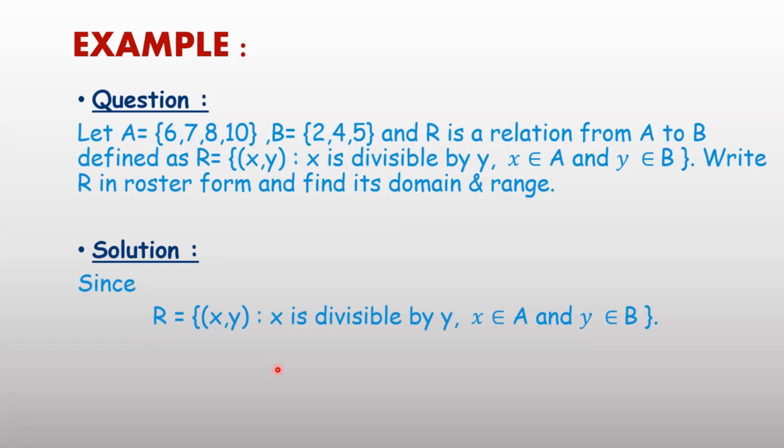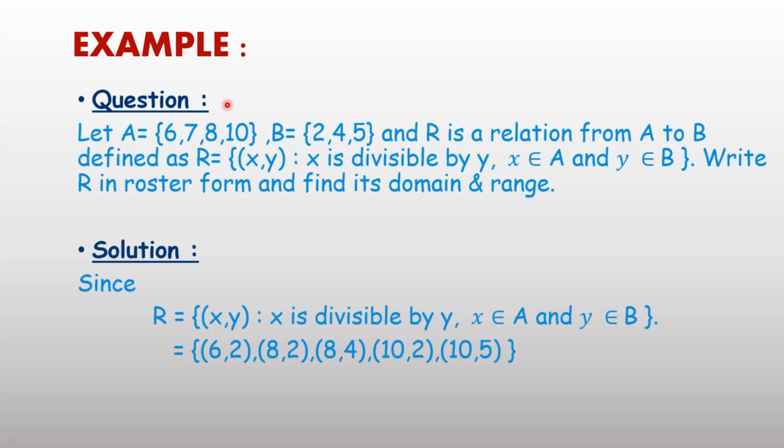Just use the definition. x is divisible by y. Step by step you check. First element in the ordered pair, first element taken as 6. 6 is divisible by 2, means one ordered pair is (6, 2). 6 divisible by 4 or not? 6 is not divisible by 4. We cannot write it. Now with 7, take the same pattern. 7 divisible by 2? No. 7 is not divisible by 4. 7 is not divisible by 5.